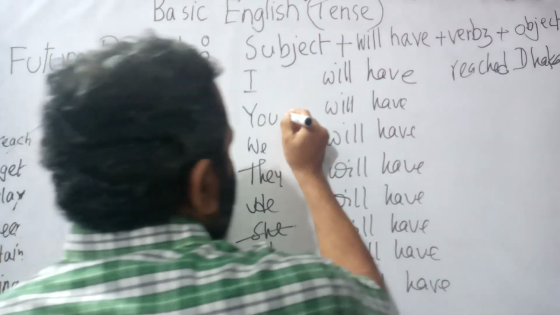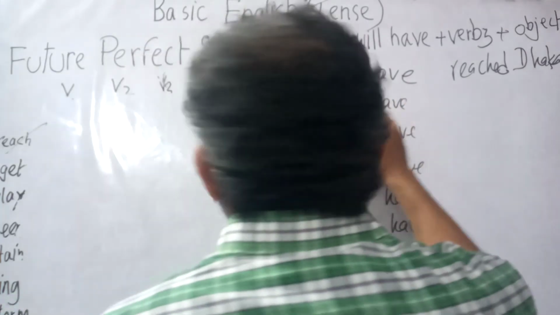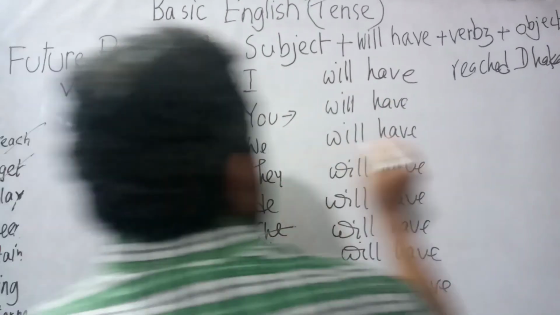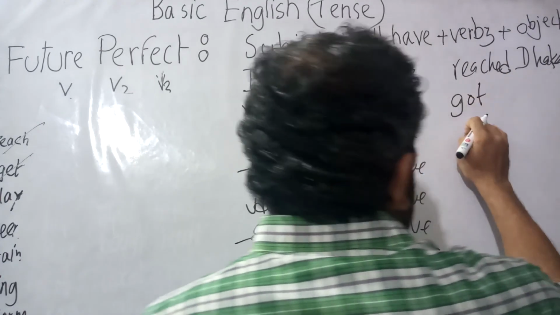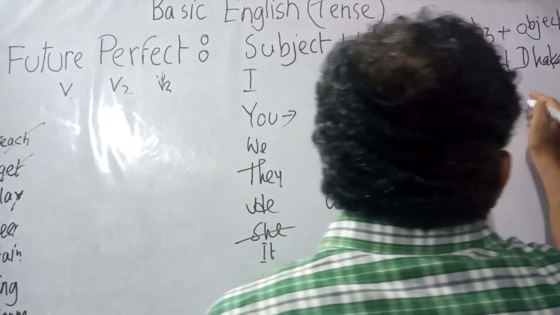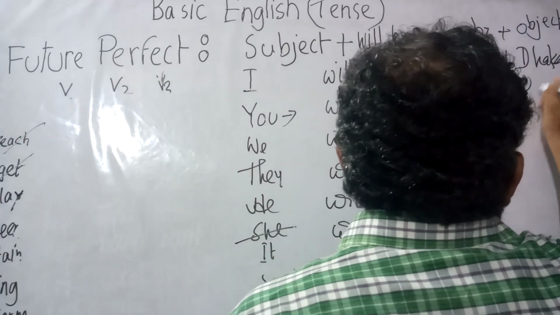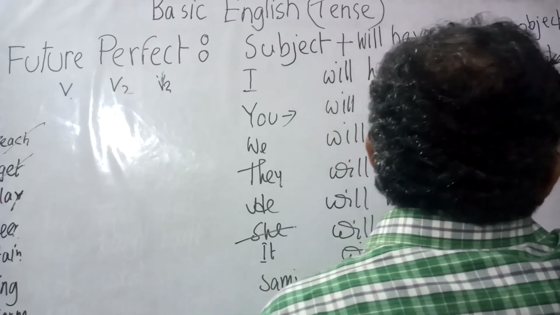Now let us consider the subject you. Then it will be you will have get, got, gotten. You will have got. Let us write got instead of gotten. We can write gotten also. You will have got a scholarship, or you will have got a book.